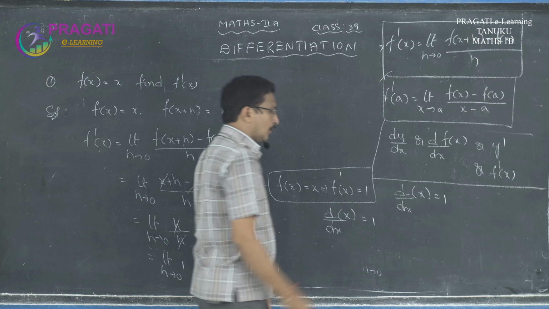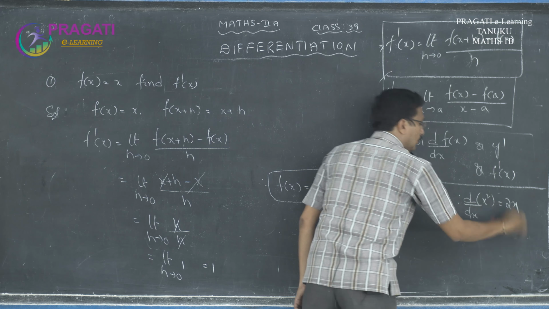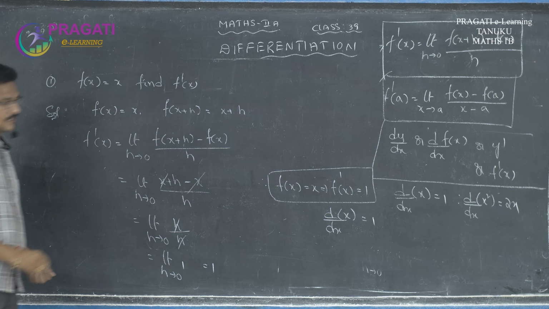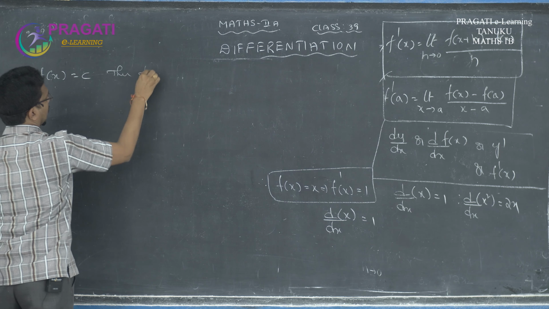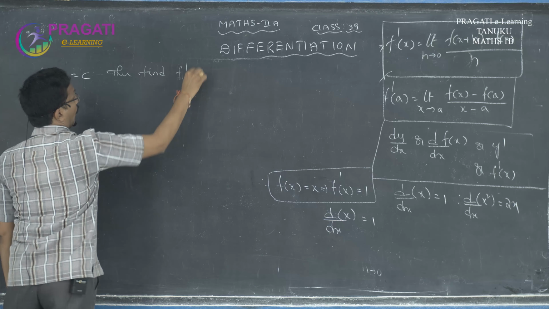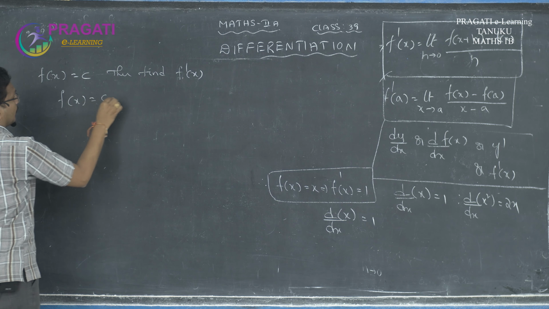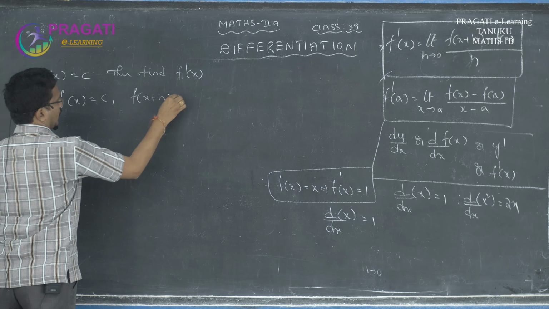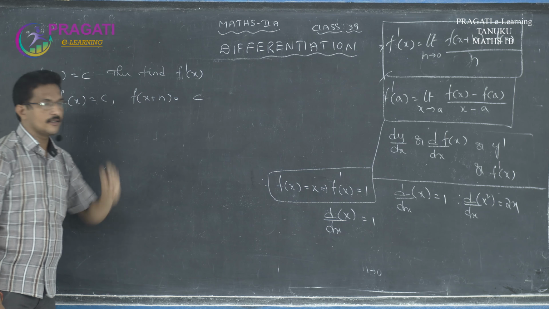In the previous example, you already studied d by dx of x square is equal to 2x. And one more example is f of x is equal to c. Then find f dash of x or derivative of f of x. Here the solution is f of x equal to c and then f of x plus h. Here put x by x plus h. Here it is only the constant c. In case of x, then we put x plus h. Here it is only a constant, so same as c.